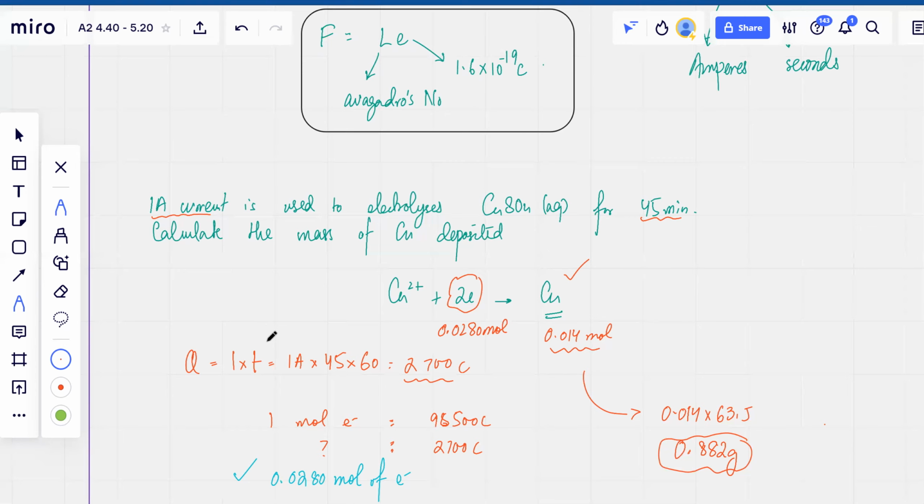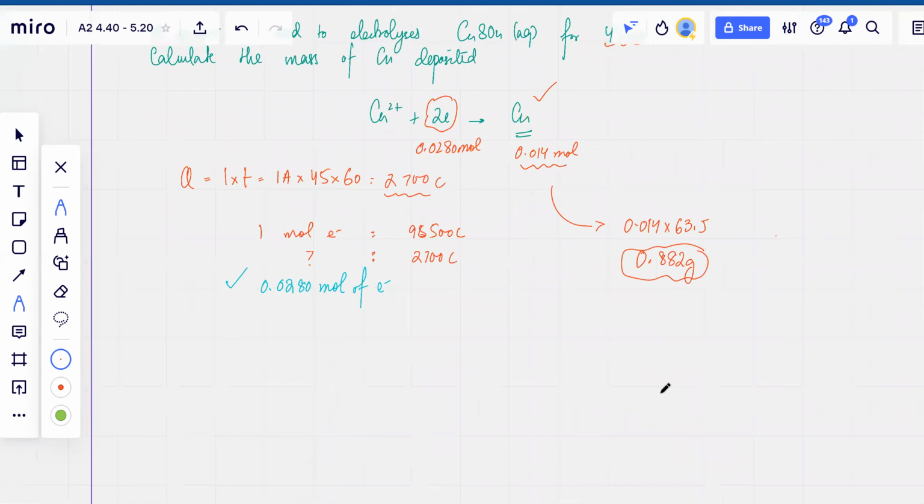They would just ask you about time or the current that's passing through the circuit or the mass of substance that's being deposited. So is this clear? Yes, sir.